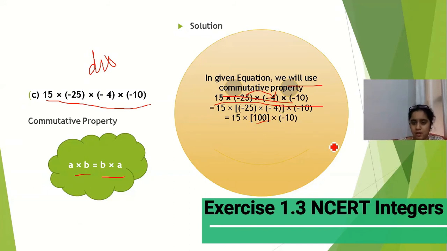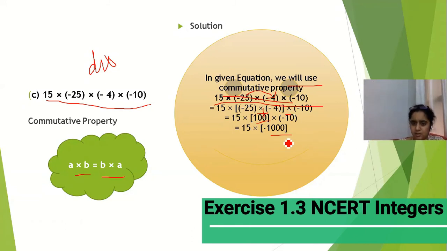So in my next step, I will multiply this 100 by this minus 10, and if I multiply 100 by 10, I will get the answer 1000. But the sign of this 1000 depends upon the rule of multiplication. Here one number is positive, that is 100, and 10 is a negative number, and if one number is positive and another number is negative, the sign of the answer is negative.